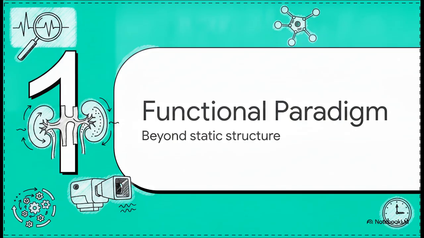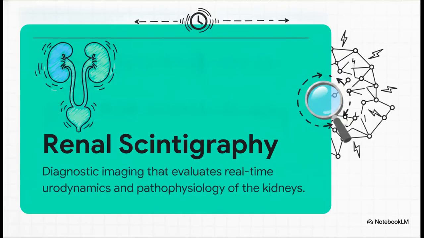All right, part 1, the functional paradigm. So what exactly is functional renal scintigraphy? Well, by definition, it's an advanced diagnostic imaging technique that evaluates the urodynamics and pathophysiology of the kidneys in real time. And honestly, real time is the absolute key phrase here. It goes way beyond just looking at a static structure. It's a tool that actually lets the medical team watch the kidneys work live.